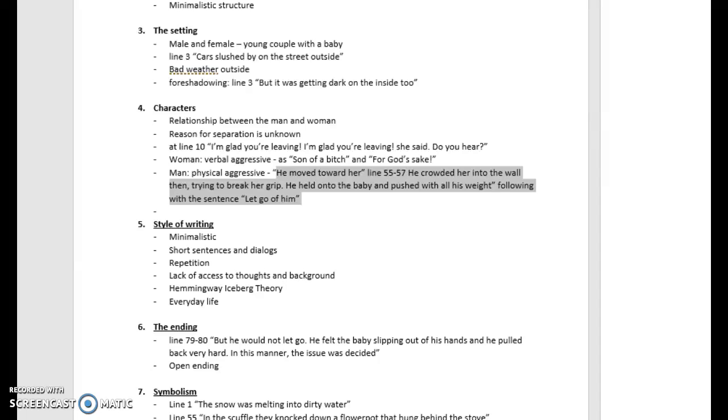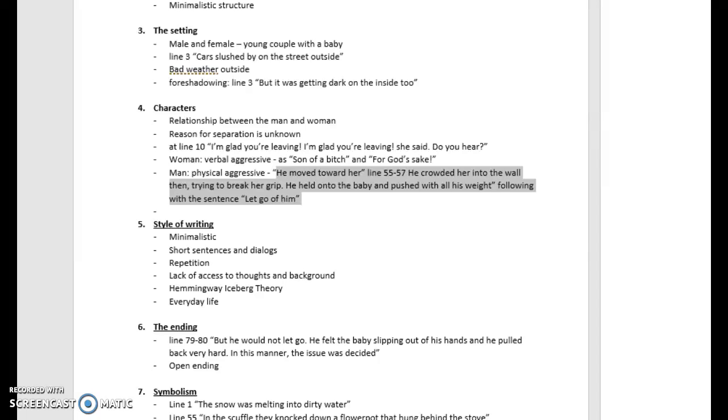If we take a look at the characters and the relationship between the female and the male, we don't know if they're in a relationship. However, we can assume they are somehow connected due to the fact they have a baby that they both are fighting over to keep. Furthermore, we don't know why they're leaving each other. However, we can assume that the male figure in the short story was the one to break things off between the two, which we can see at line 10.